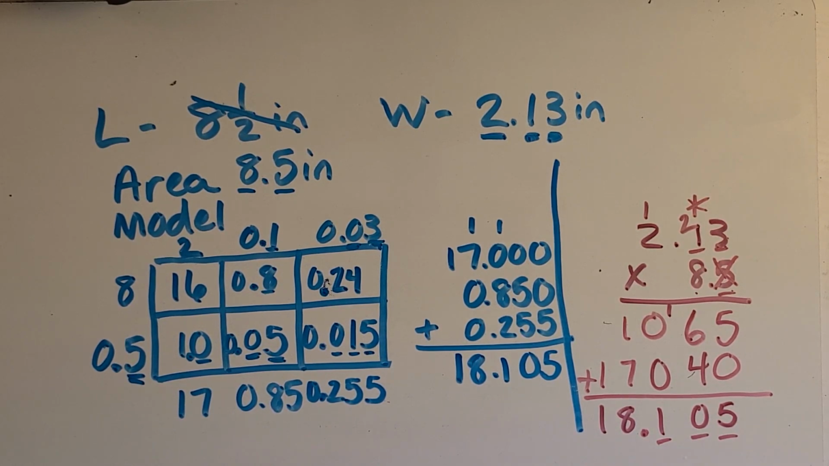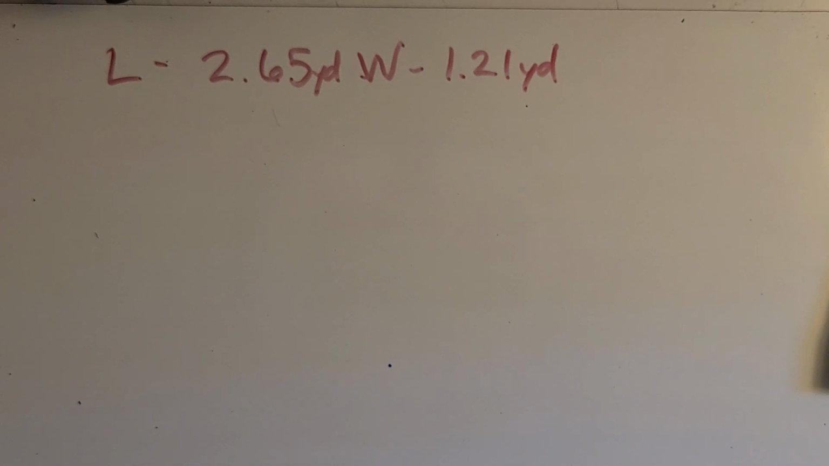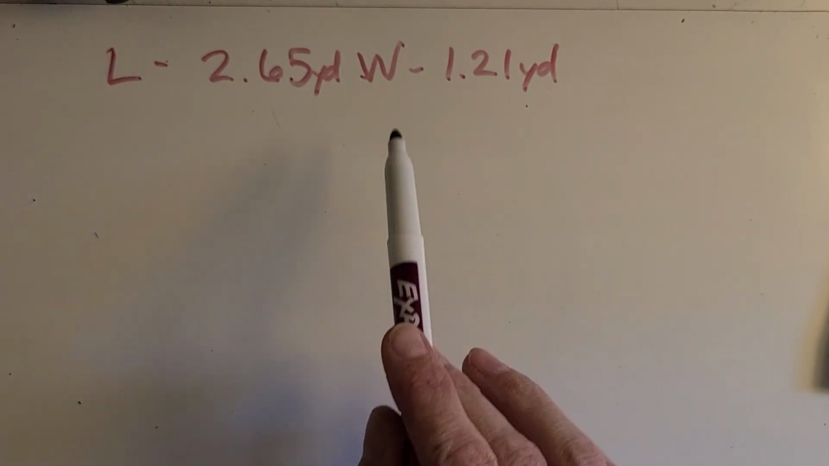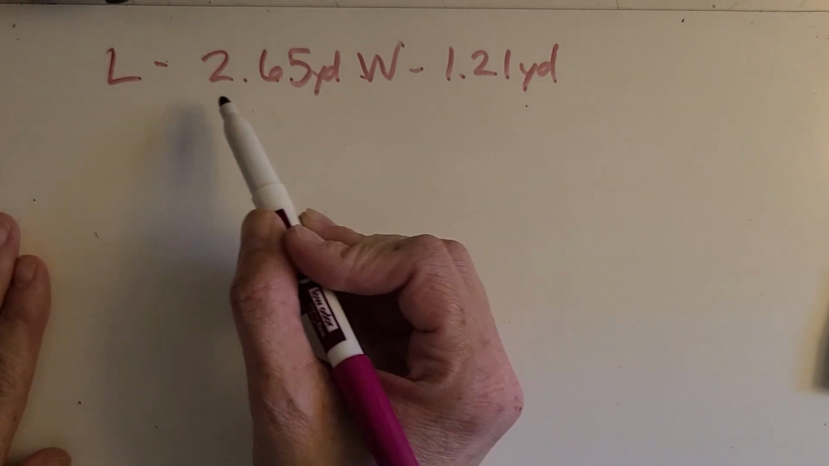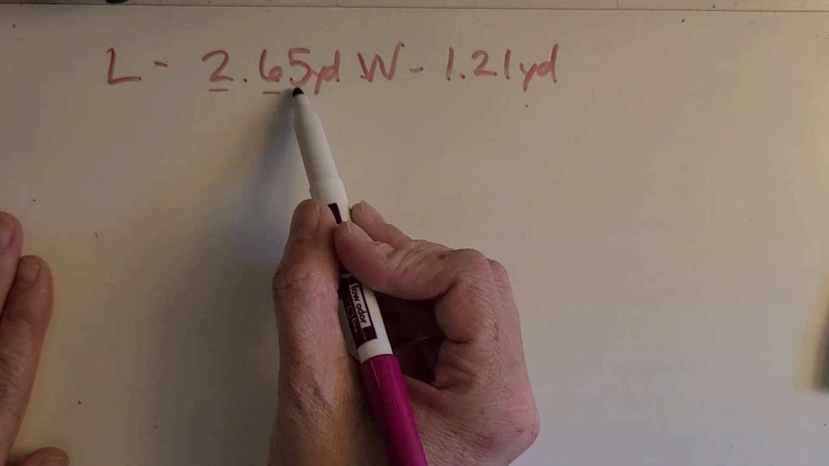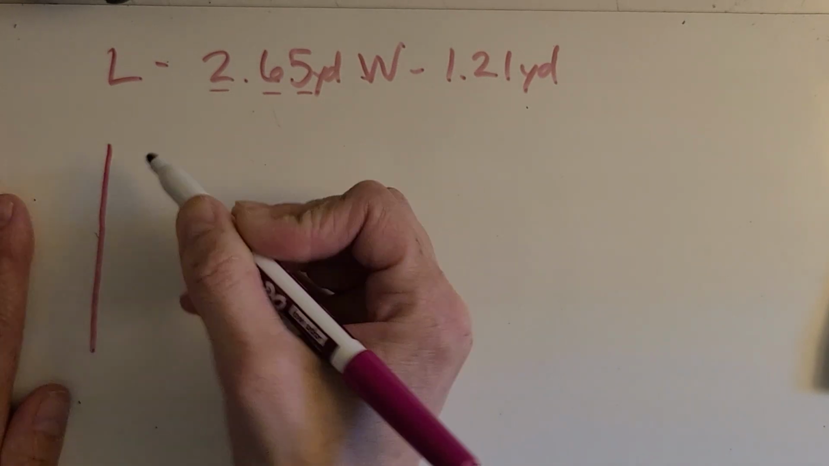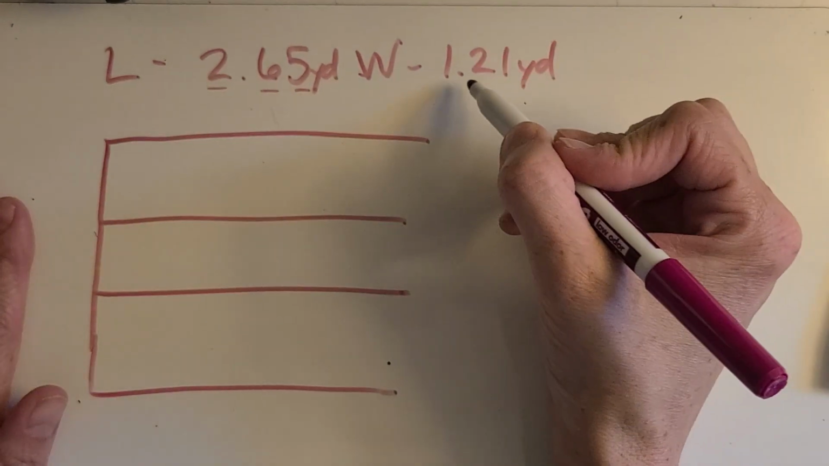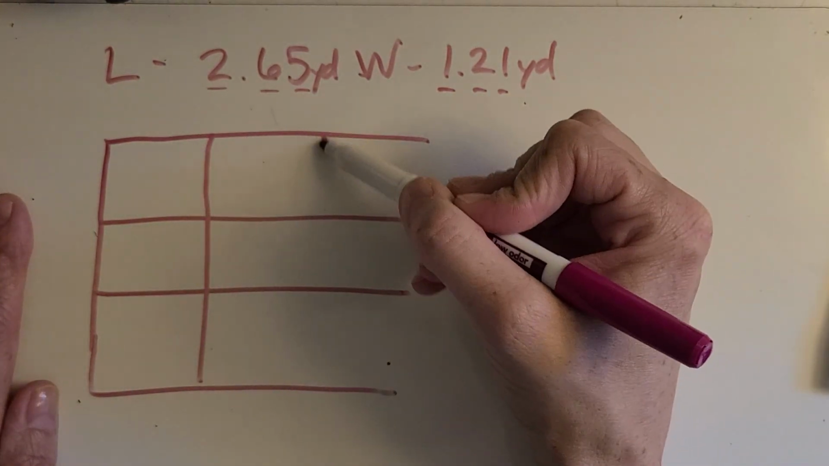Great job. Then we also want to make a really large sign to advertise for Chico's Diner. Here we have our length of 2.65 yards and our width of 1.21 yards. So in this case, I just need to, once again, count my place values. So I've got 3. I'm going to make 3 rows for my area model. And then I have 3 place values in my width. So I'm going to make 3 columns.